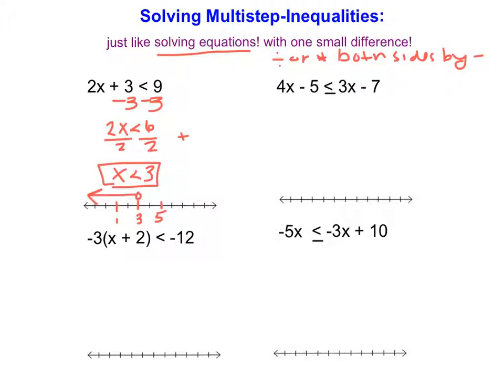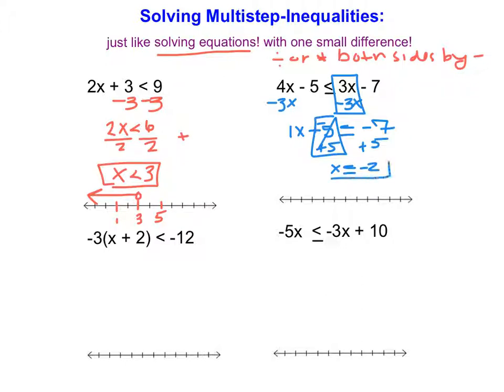All right, so if I now take a look at the second example, I notice I have x's on both sides of the inequality, so I want to get them together. I'm going to subtract 3x from each side to start. When I do that, I get 1x minus 5 is less than or equal to negative 7. I'm going to use keep change here so I don't lose anything. I then want to get the x alone, so I'm going to add 5 to each side, so these cancel out. So I'm left with x is less than or equal to negative 2.